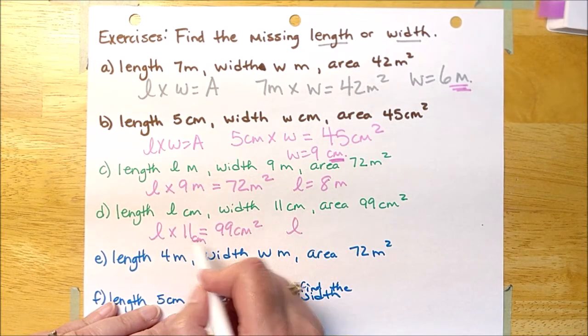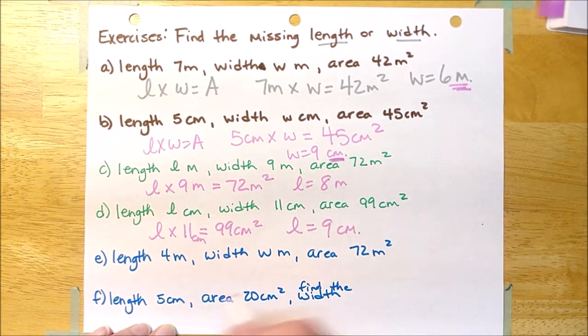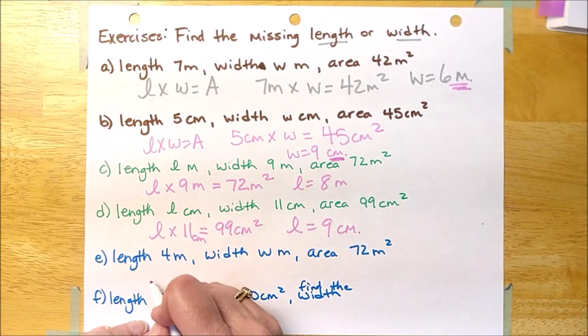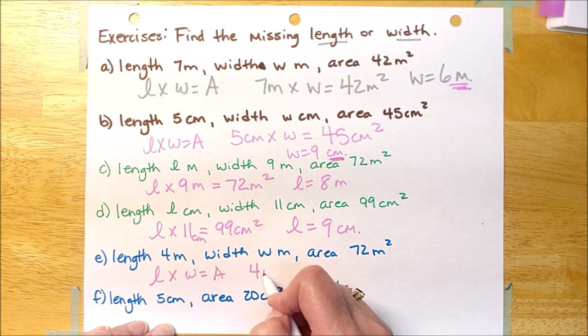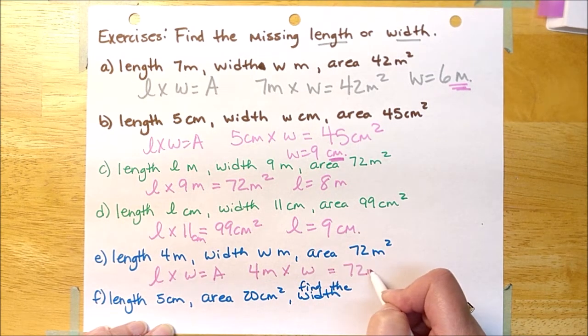So what times 11 equals 99? 9 times 11 equals 99. So I hope that you've gotten those 4 right so far. Length times width equals area. So we got 4 meters times W equals 72 meters squared.